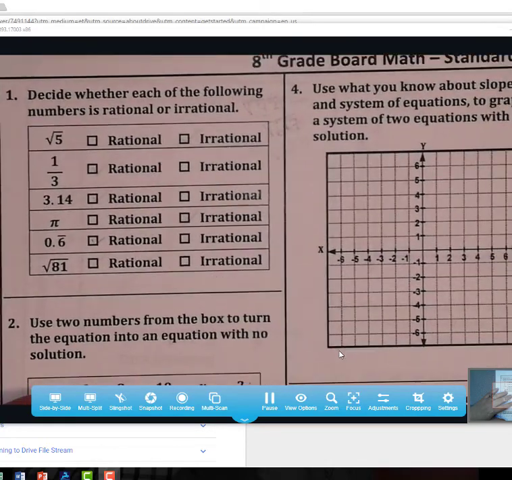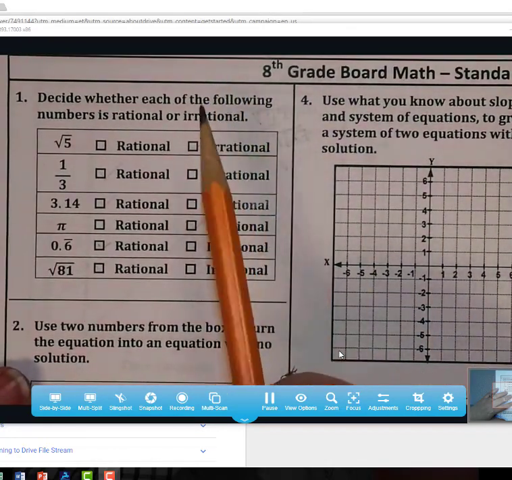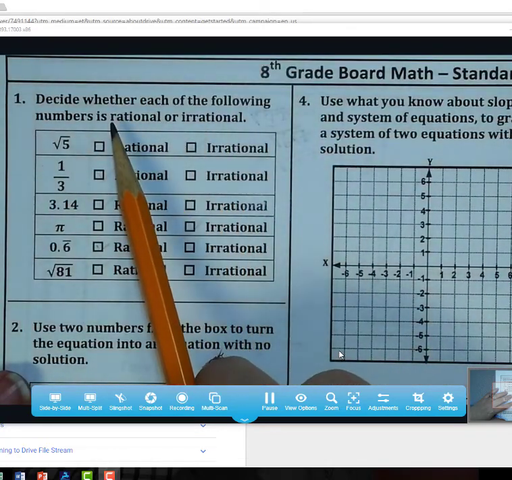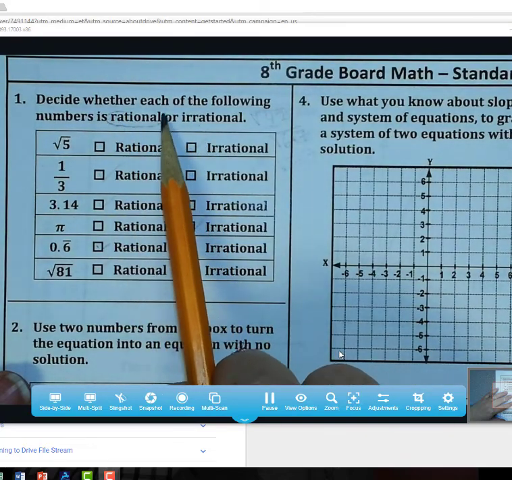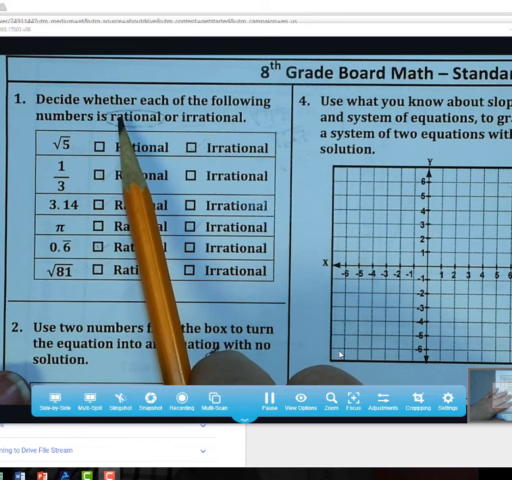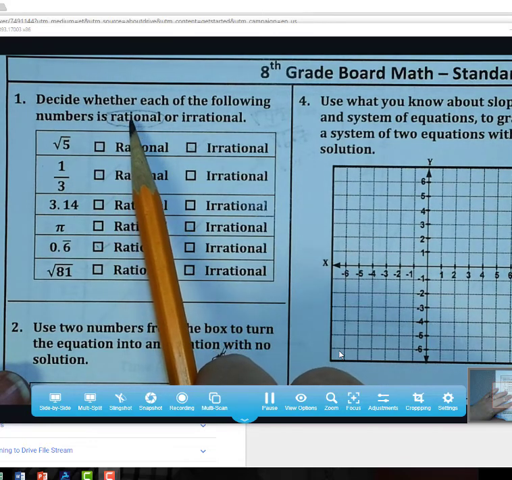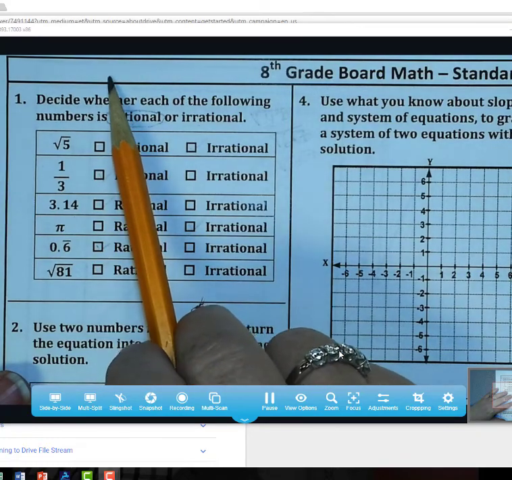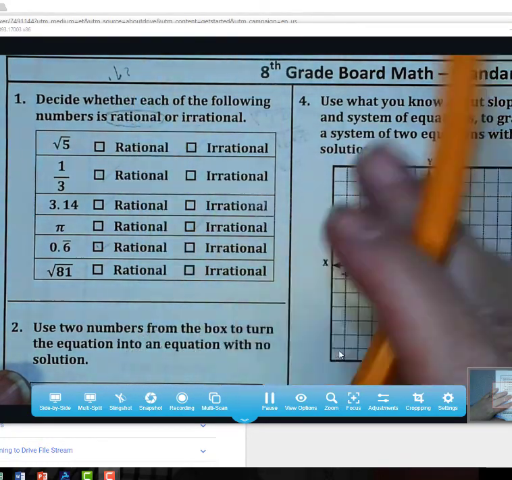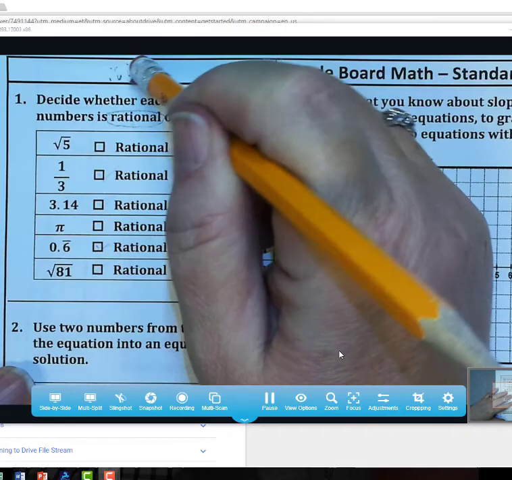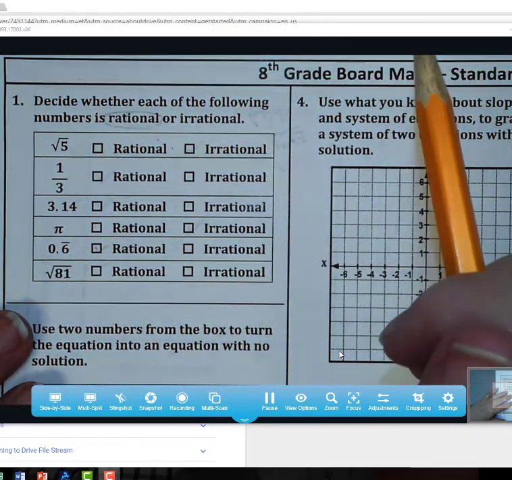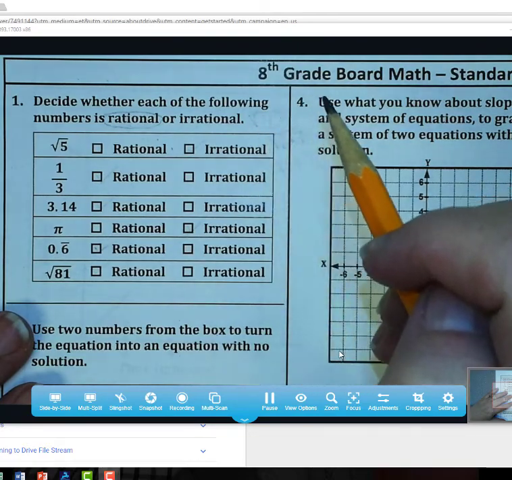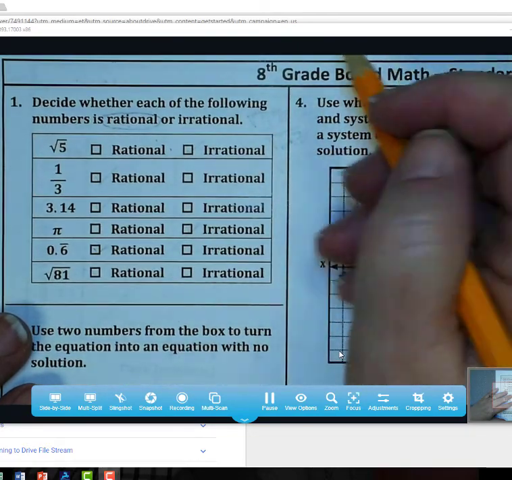Okay, so on math board number 8, it says go through and decide if each number is rational or irrational. If it is rational, it can be written as a fraction. The decimal form of the number either terminates, like 0.625, or the decimal form does repeat, like 0.125, 125, 125, 125.